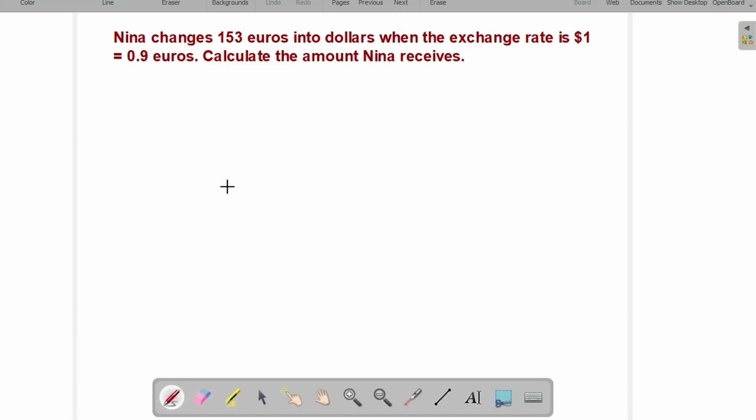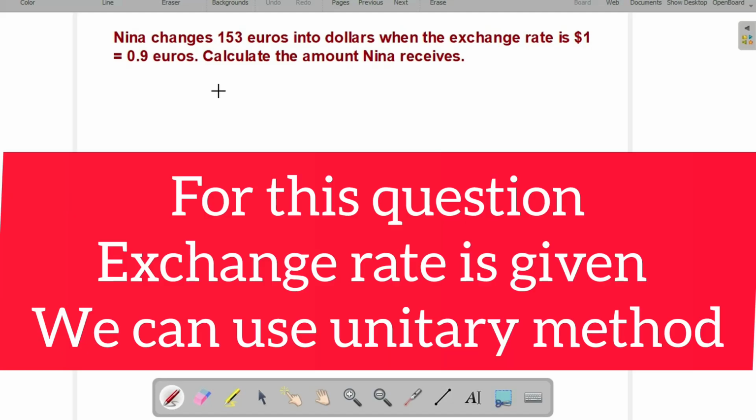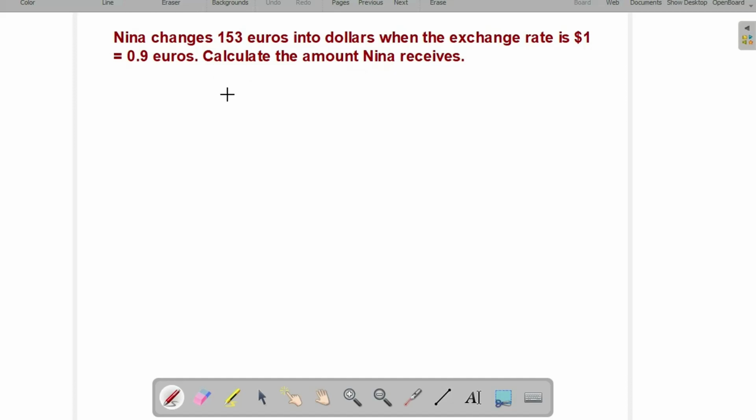Now next question. Nina changes euros 153 into dollars when the exchange rate is $1 is equal to 0.9 euros. So for such questions, I am writing here dollar and here euros. Okay, now exchange rate is given. $1 is equal to 0.9 euro.